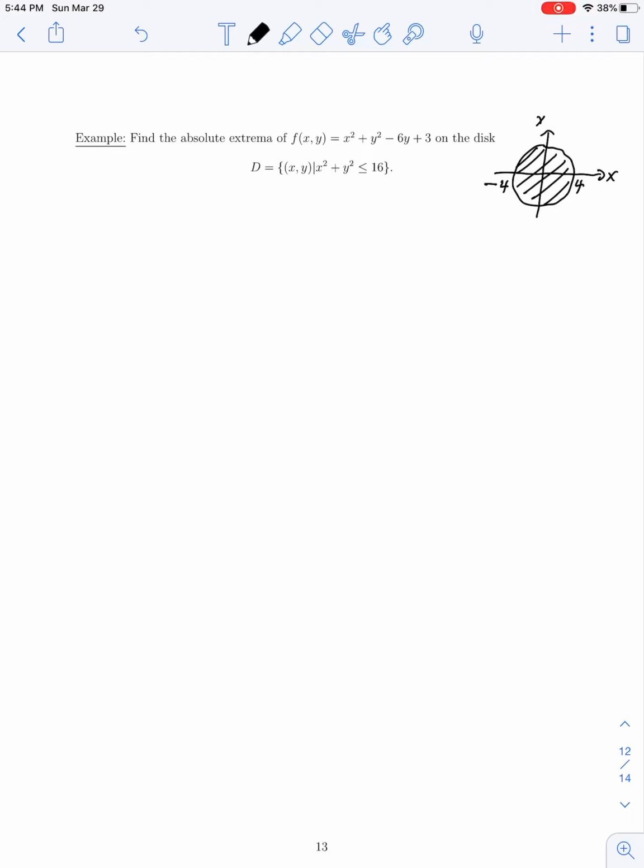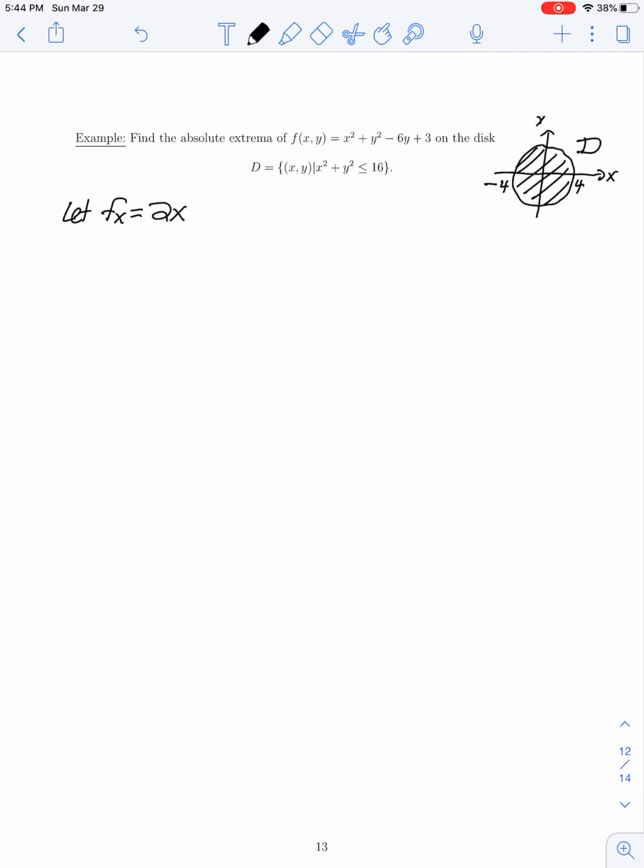So we see from our sketch here that this is clearly a closed and bounded set, and our function f, which is a polynomial, we know is continuous on that set. So by the extreme value theorem, it must take an absolute maximum and minimum value, and we need to find these.